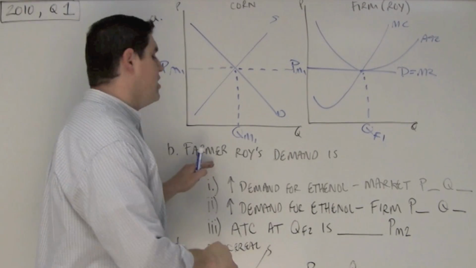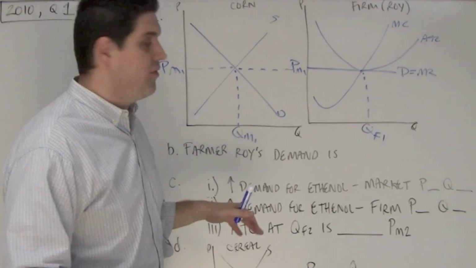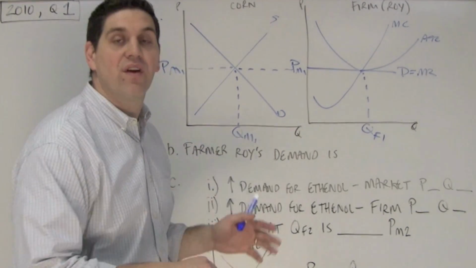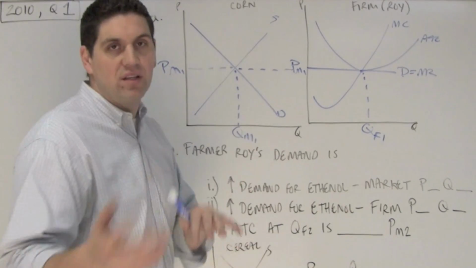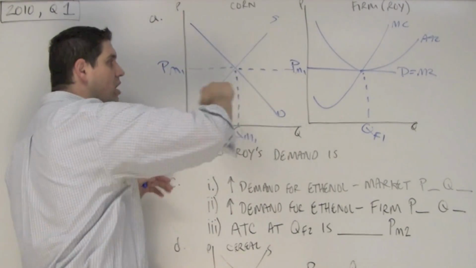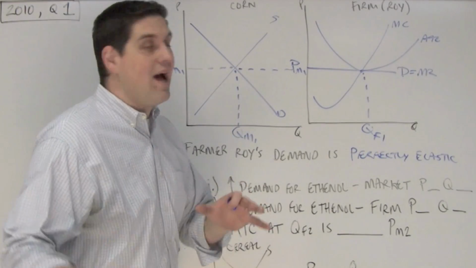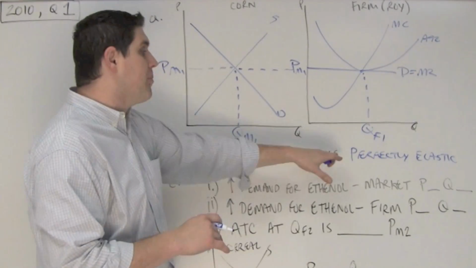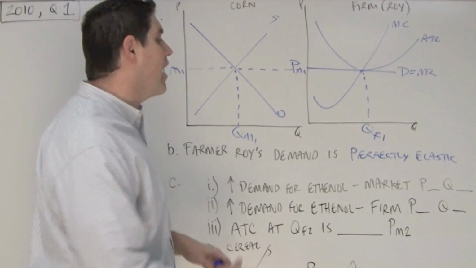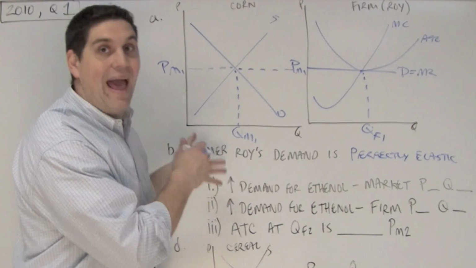Now the next part of the question asks you about Farmer Roy's demand curve. Is it perfectly elastic, perfectly inelastic, relatively inelastic? Well, a horizontal demand curve is perfectly elastic. But watch out, this part tells you to explain, and so writing perfectly elastic will not get you the point. You've got to explain why it's perfectly elastic. How did you get that answer?